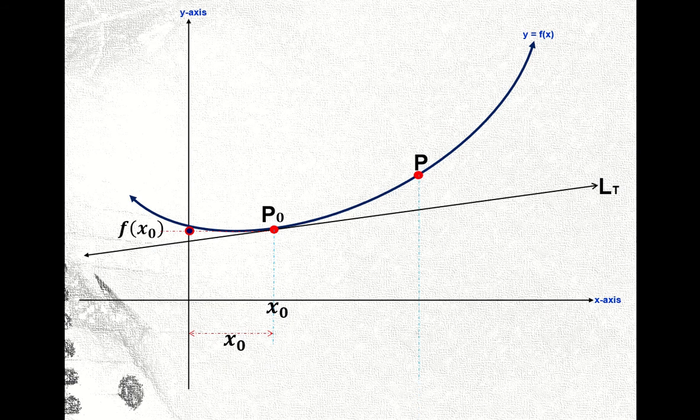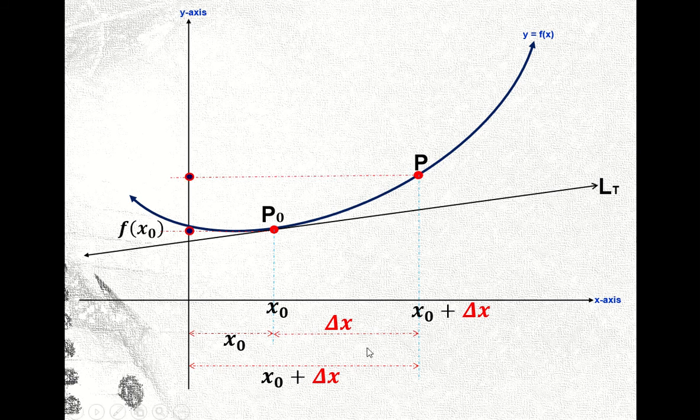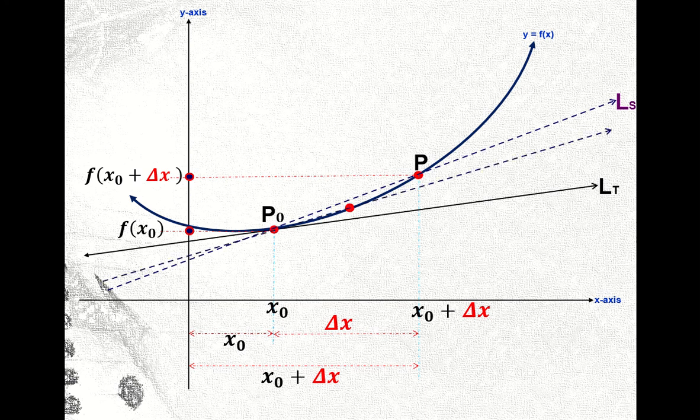Now, as you see, point P is getting closer to P sub 0, and the value of our delta x is getting smaller. As you have seen, the value of the function at point P is also getting closer to f of x sub 0. The secant line is also getting closer to the tangent line.